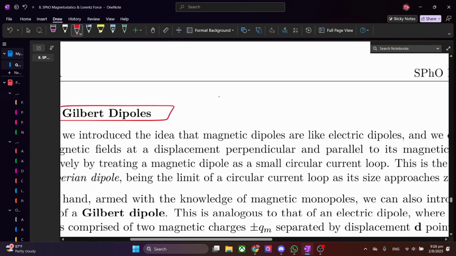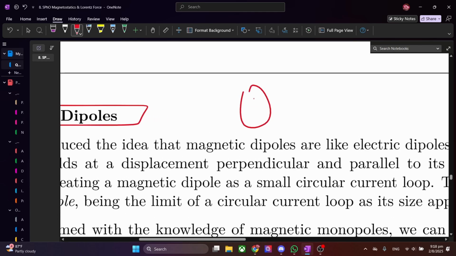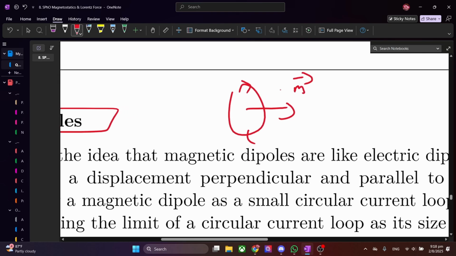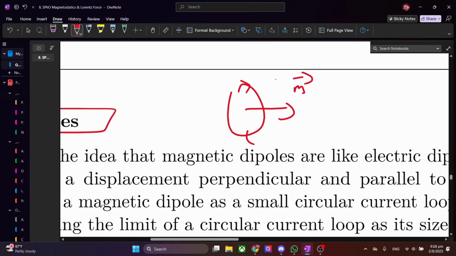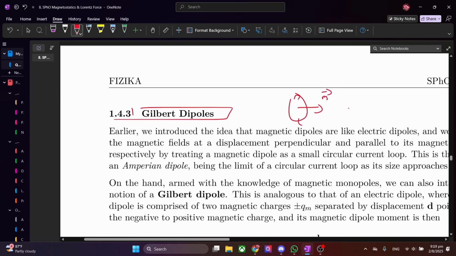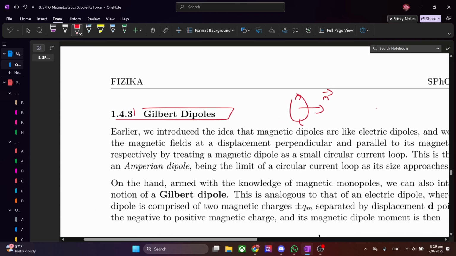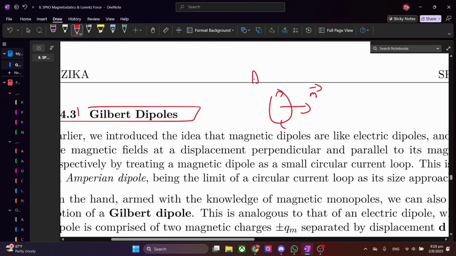Previously, we said that a current loop has some magnetic moment. If we shrink it small enough, it would have a field around itself that resembles that of an electric dipole. This is the concept of an Amperian dipole, as I mentioned just now. This is the Amperian dipole.